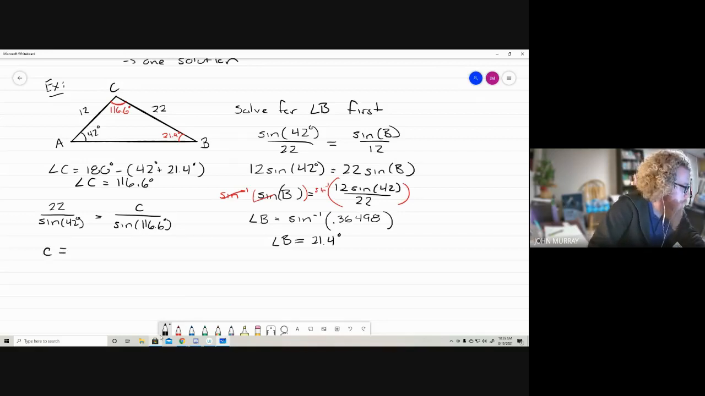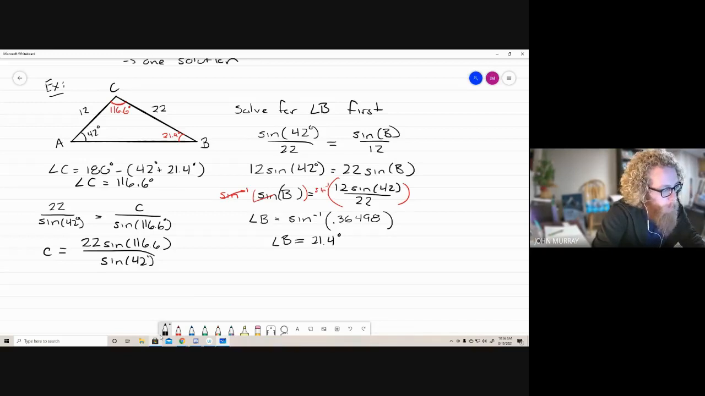All right, so we get C is equal to 22 sine of 116.6 all over the sine of 42. Right, again, just be careful plugging it in. 22 sine of 116.6 divided by sine of 42. And I get side C is about 29.4. Nope, not 9.